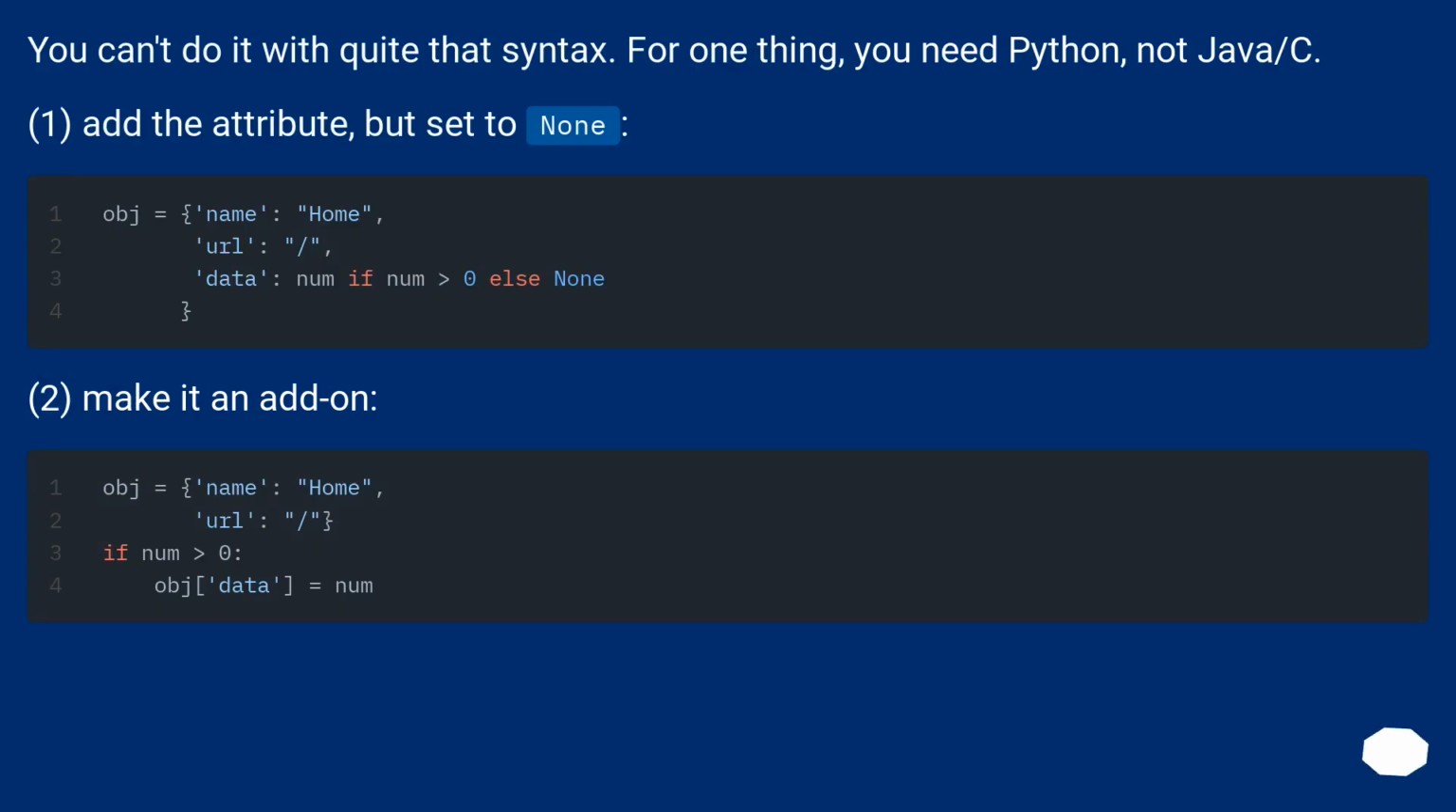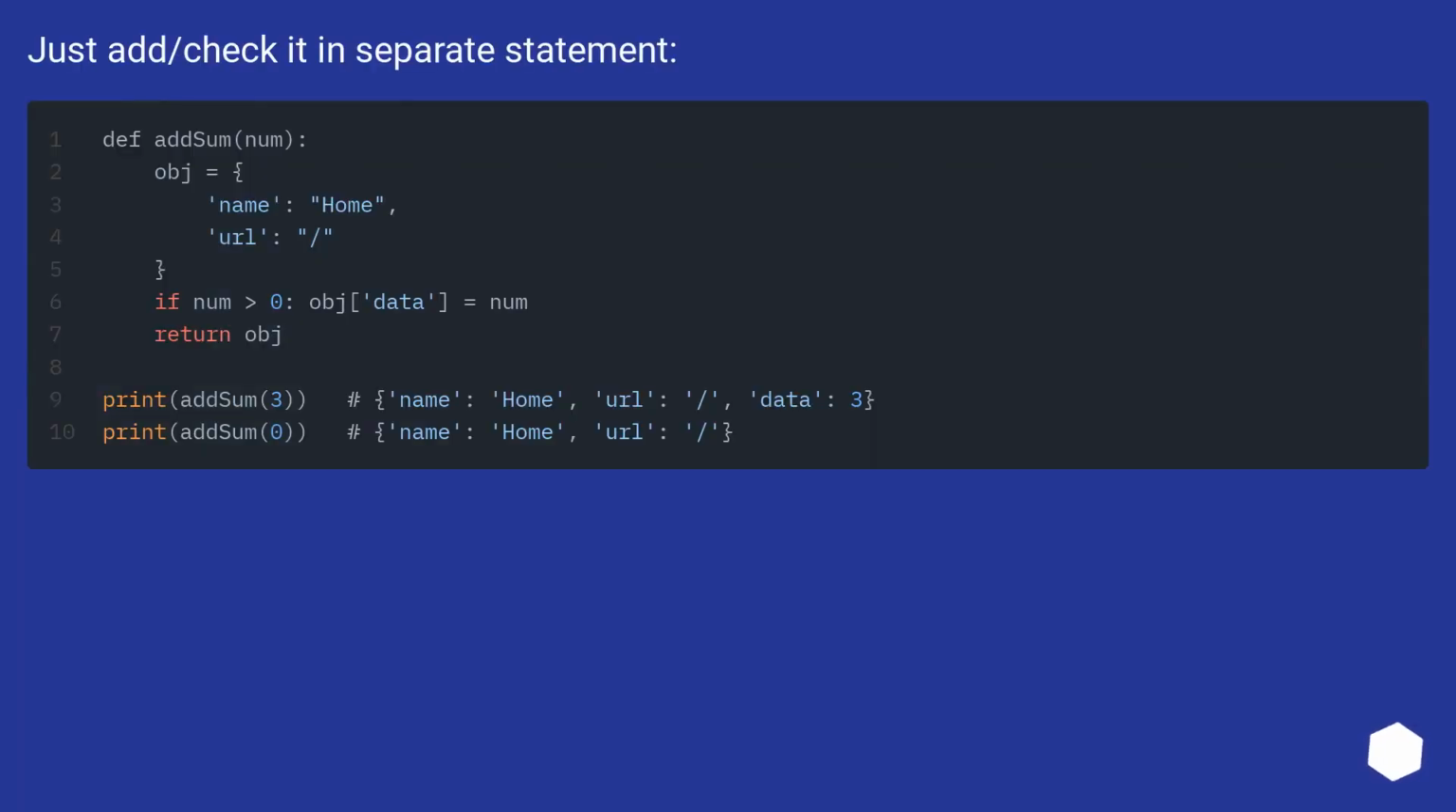You can't do it with quite that syntax. For one thing, you need Python, not Java/C. 1. Add the attribute, but set to None. 2. Make it an add-on. Just add/check it in a separate statement.